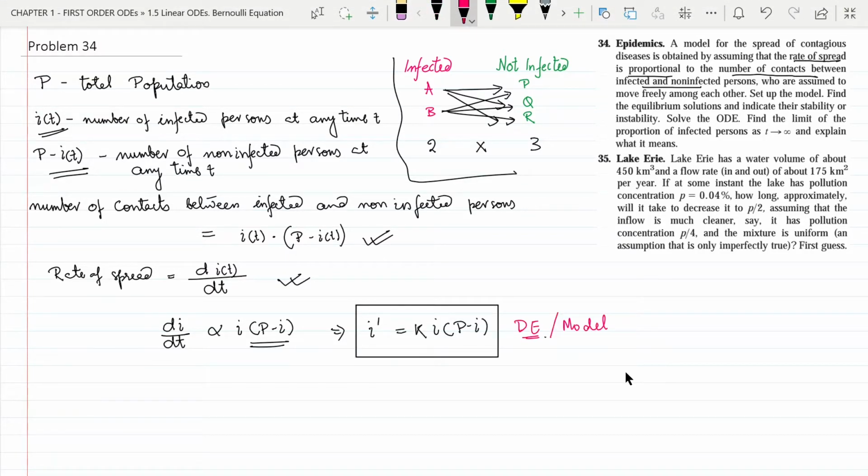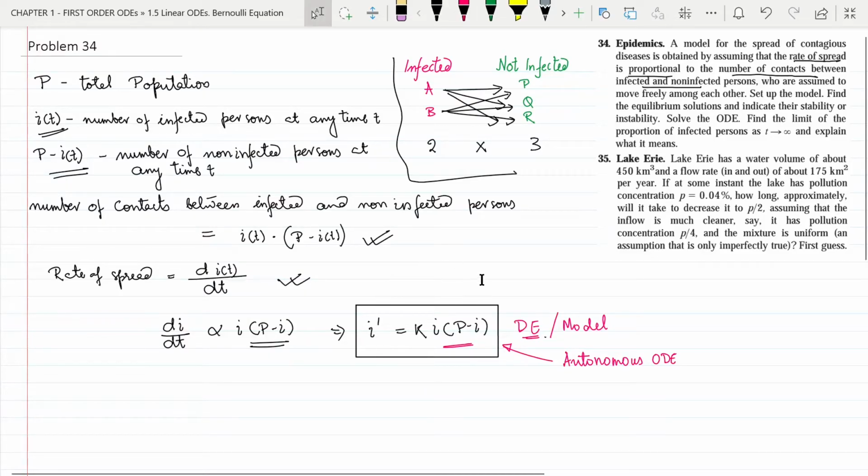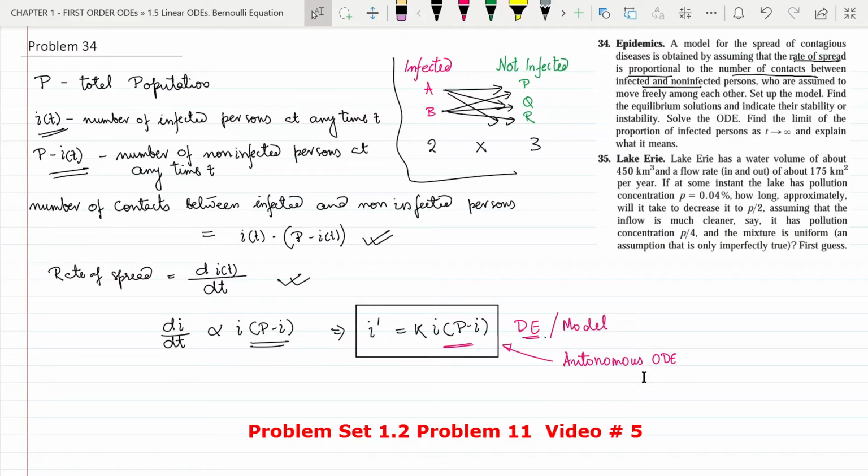Now this differential equation is an autonomous ODE because the independent variable, which is t here, is not shown in the equation explicitly. The right hand side term is a function of I only, and t is not shown explicitly in this differential equation. That is why it is called an autonomous ODE. We have discussed more about autonomous ODEs in problem set 1.2, problem number 11. You can refer to video number 5 for that. The direction field of an autonomous ODE has a special property which we have discussed in that problem.